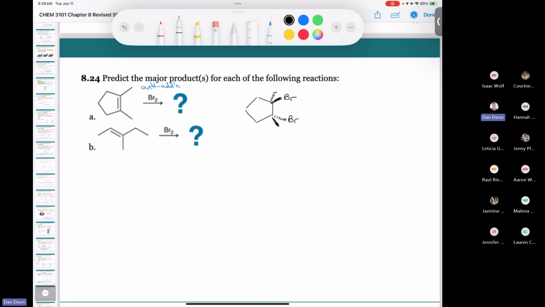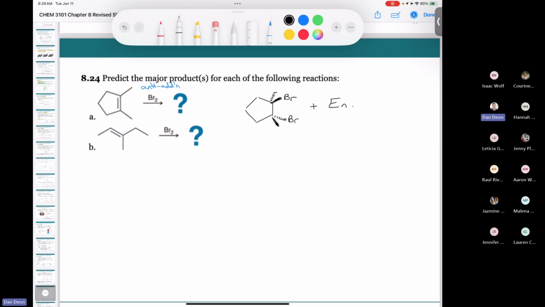Could anybody describe that other compound for me? And it's not a trick question or anything. But what would you call the other compound? We've seen it a couple times today. Thanks, Hannah. Yeah, its enantiomer. Okay, so we would get that compound plus its enantiomer. Let's try the next one.